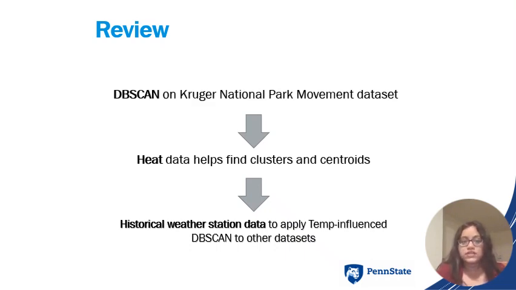The third one is incorporating the historical weather data. So by integrating this historical weather station data, we can apply a temperature-influenced DBSCAN approach to other datasets. So it helps us to understand how climatic conditions may have impacted elephant movement patterns over time.